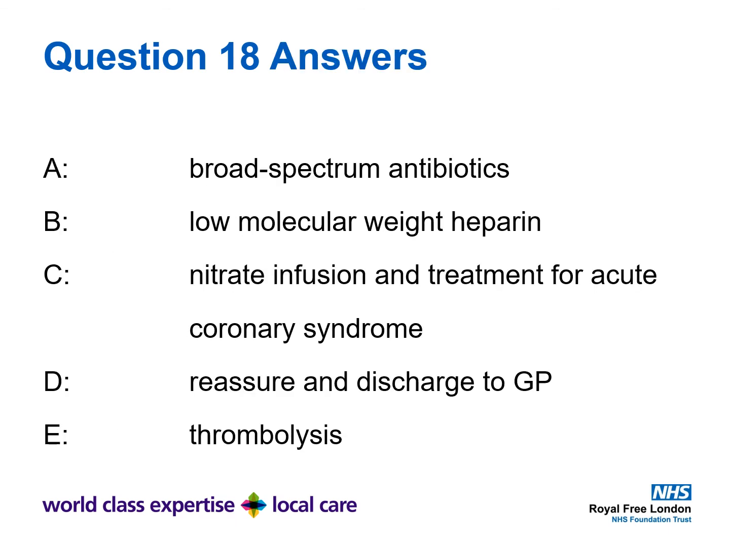Is it A, broad spectrum antibiotics, B, low molecular weight heparin, C, nitrate infusion and treatment for acute coronary syndrome, D, reassure and discharge to GP, or E, thrombolysis?